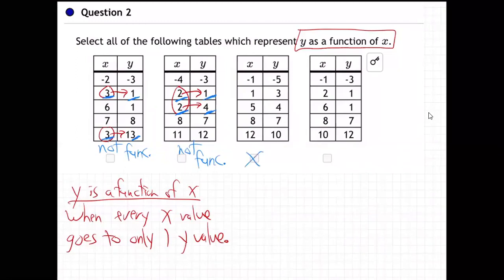This one's a function. Yes, this one's a function. Why? Because every x only goes to one y. We never have the same x twice going to different y values. How about the next one? Yeah, this one's good too. This one's yes. It's a function. Does that make sense? So the test is you want every x going to only one y.